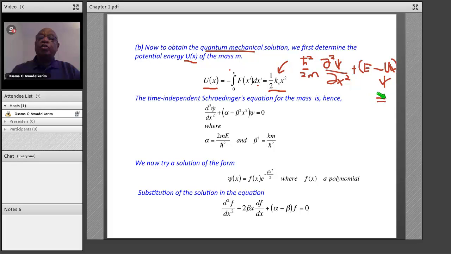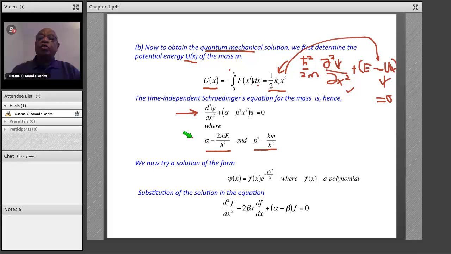Since I'm doing this problem in one dimension, only the x-axis, I don't need to use partial derivatives. I can use complete derivatives. So this equation, if we use this potential for u of x, reduces to this equation here, where alpha is equal to 2me over h bar squared, and beta squared is equal to km over h bar squared.